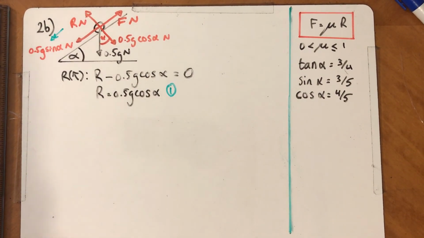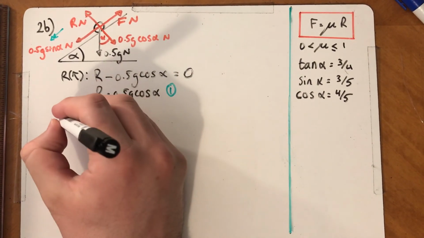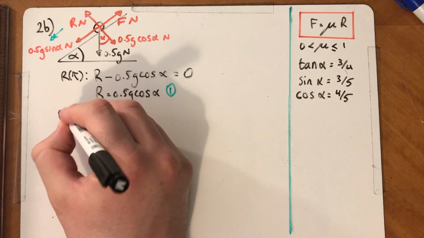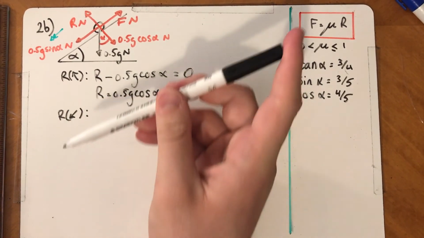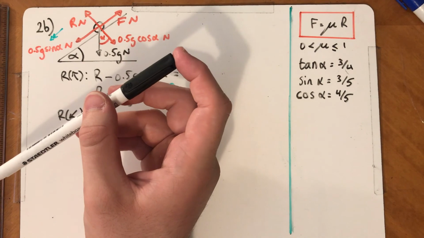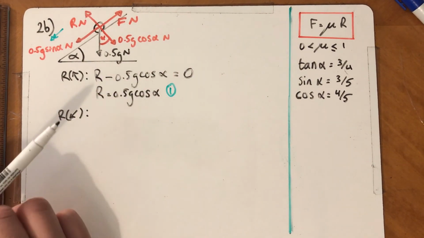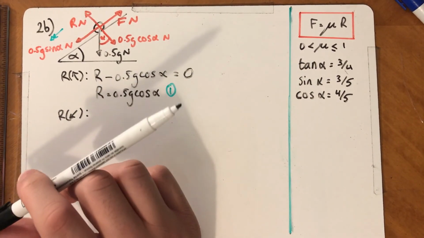Okay, so now the second thing that I'm going to do is I'm going to resolve down the slope. Okay, I'm going to resolve down the slope, and again what this means is I'm taking all forces that are acting down the slope to be positive, so all forces acting up the slope are therefore going to be negative.